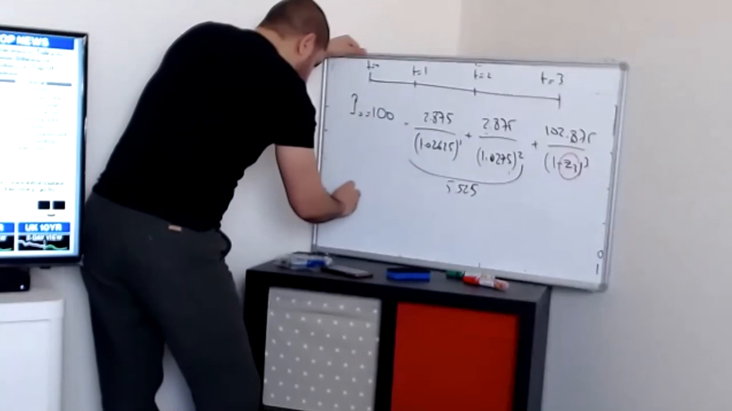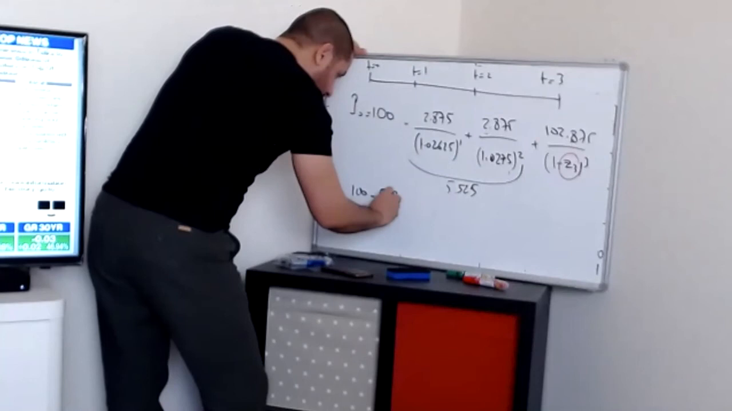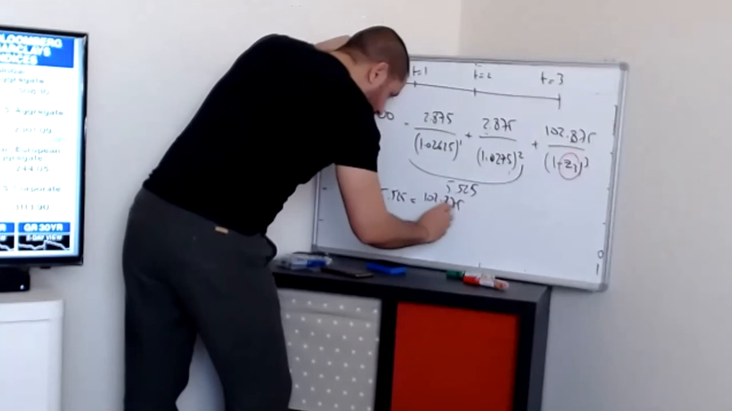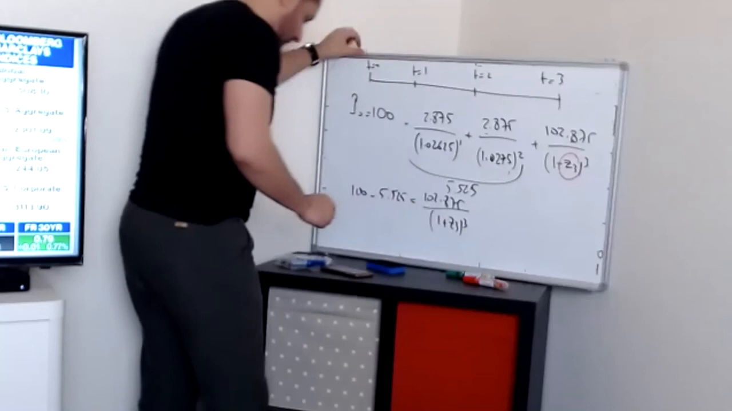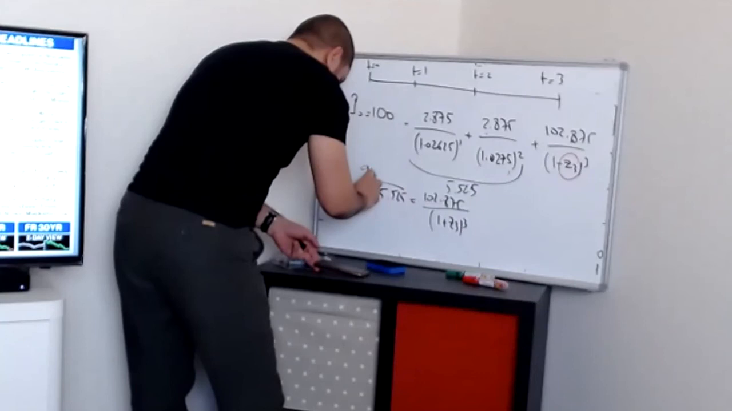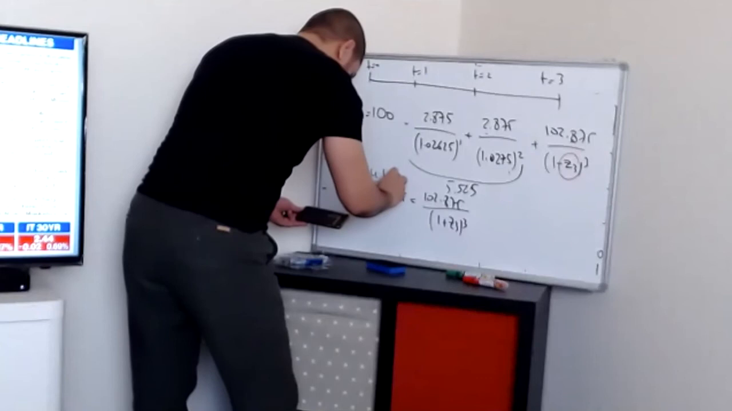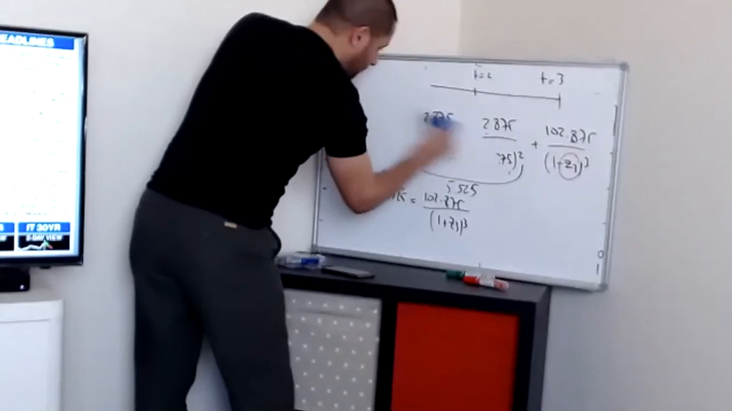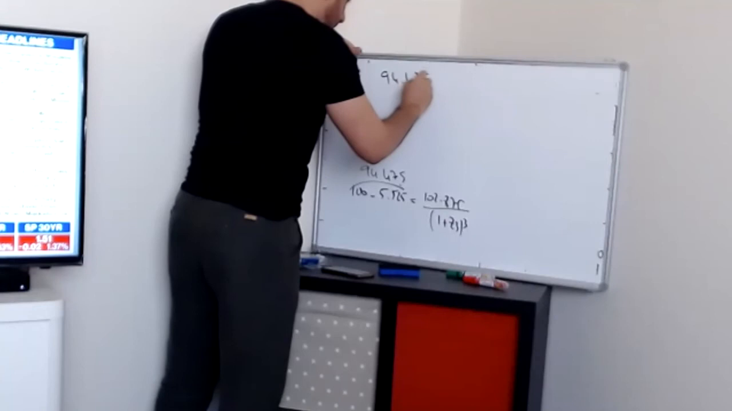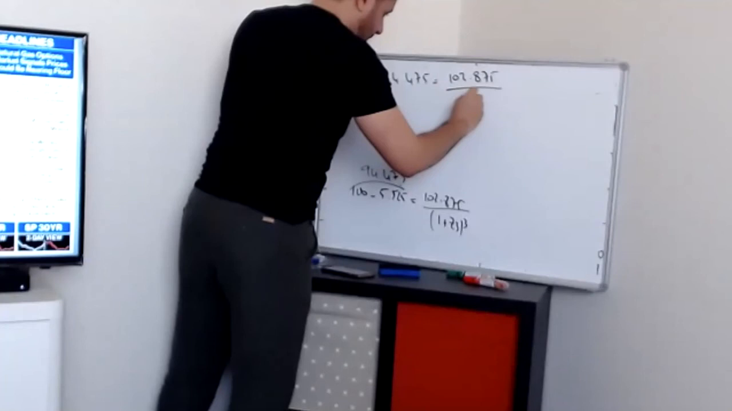So 100 minus 5.525 is equal to 102.875 divided by 1 plus Z3 power 3. The first one is 94.475. So we have 94.475 equal to 102.875 divided by 1 plus Z3 power 3.